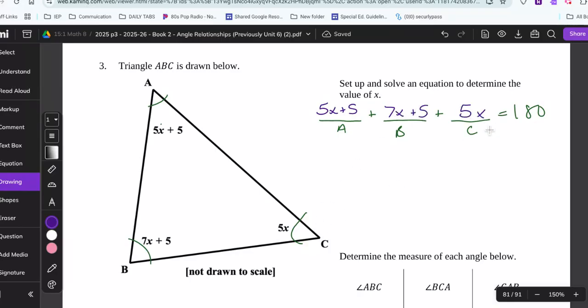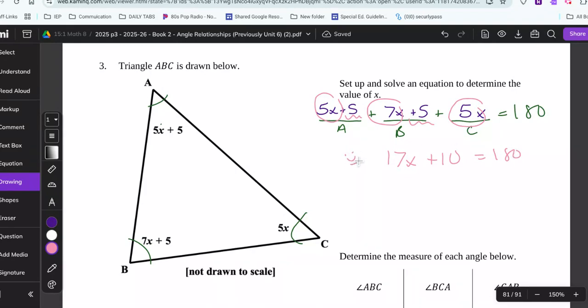So setting it up is the hardest part, but we already know that all of our angles equal 180. So when I start combining like terms, because we want to make sure that this is simplified, again, I'm going to combine all my x's. So 5 plus 7 plus 5 gives me 17x. And then if I look at my 5 plus 5, I would get 10. So we have 17x plus 10 equals 180.